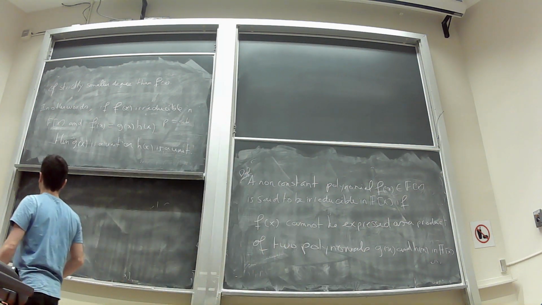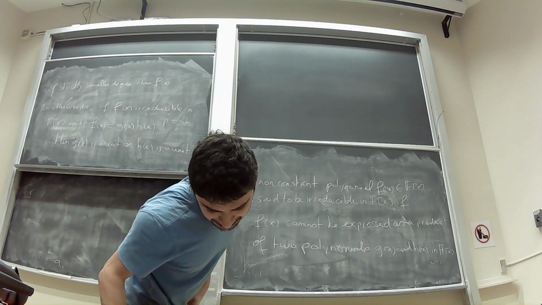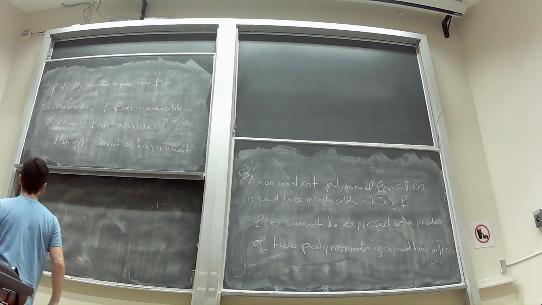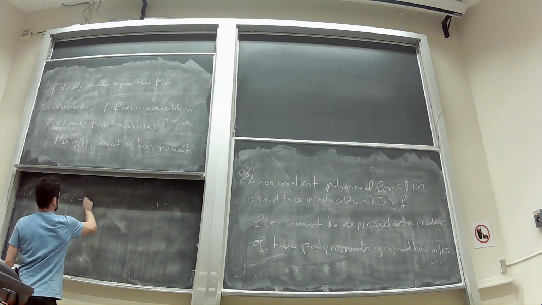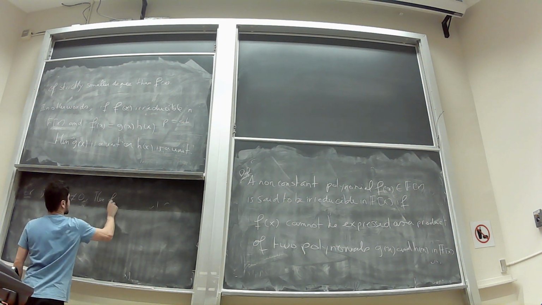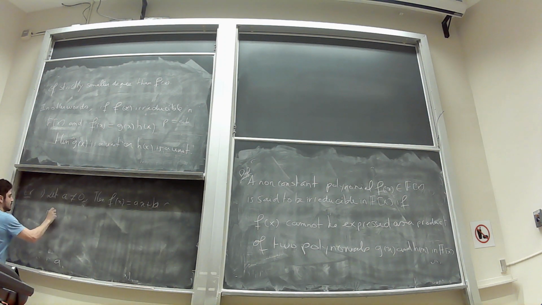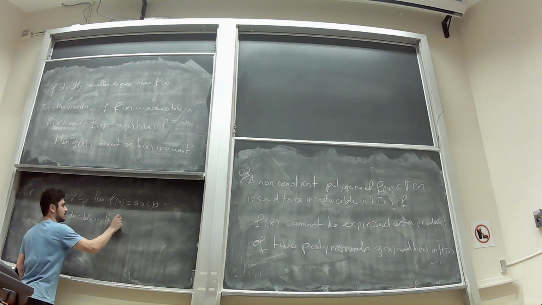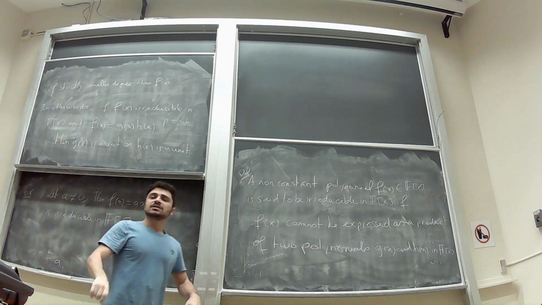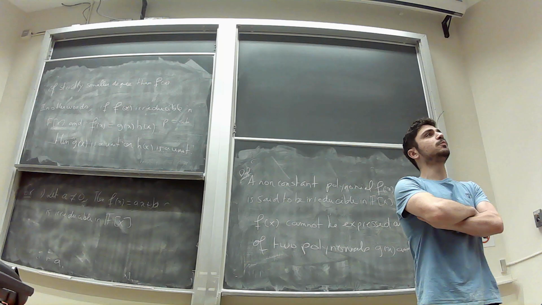Okay, let's give an example. Let a be non-zero. Then f of x equals ax plus b is irreducible in F[x]. That's obvious, right? Try to write something of degree 1 as a product of two polynomials.